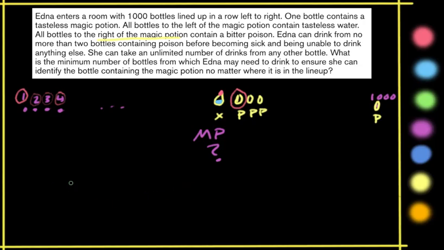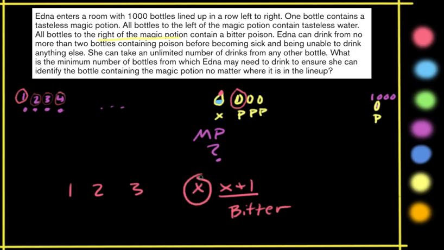So she will start at 1, then she will do 2, then she will do 3, and once she gets up to X plus 1, where X is the magic potion, it will suddenly be bitter. And then she will know that X is where the magic potion is, right? So that's one strategy. It's not a very good strategy because she might have to go all the way up to 999. Once she got up to 999, and if it was bitter, she would know it was 998.